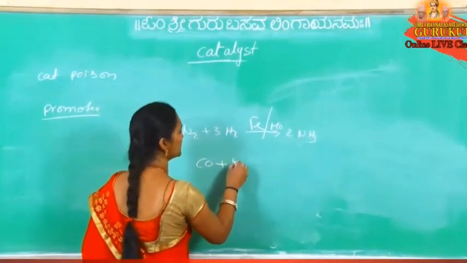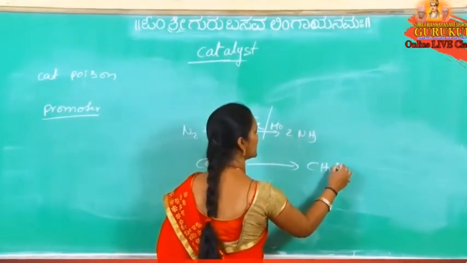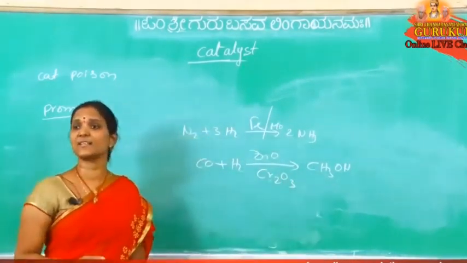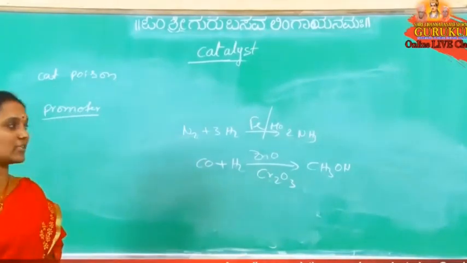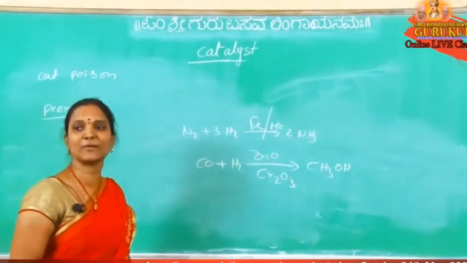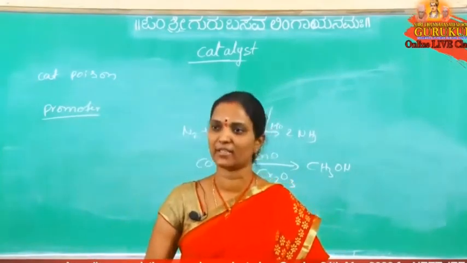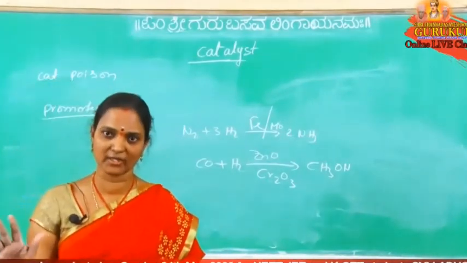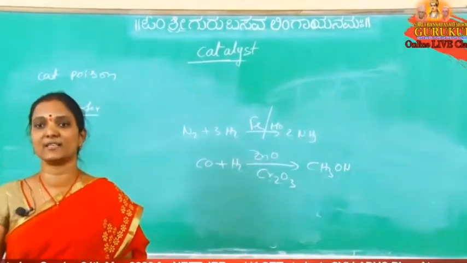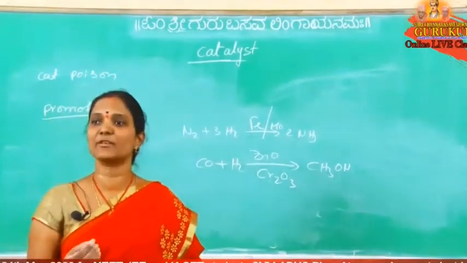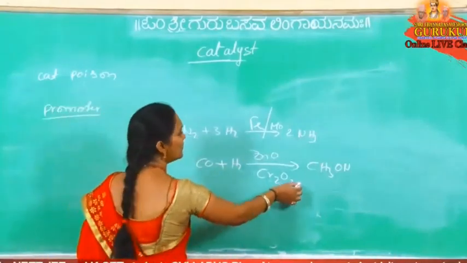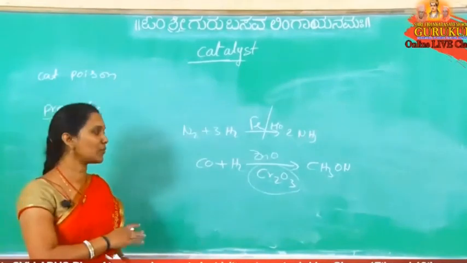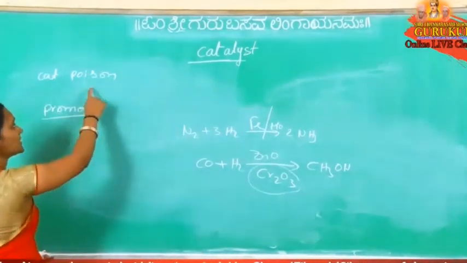Otherwise, in CO plus H2 gives CH3OH, what do we use here? Zinc oxide and chromium oxide. Zinc oxide acts as a catalyst and chromium oxide acts as a promoter. So what is this promoter? It increases the activity of the catalyst. Any other substance we add along with the catalyst that increases its activity, increasing the rate of reaction, is called a promoter. If it decreases the activity of the catalyst, that is called a catalytic poison.